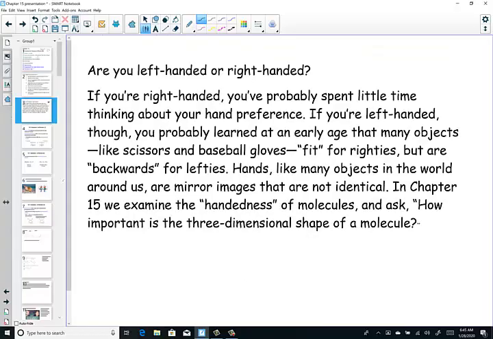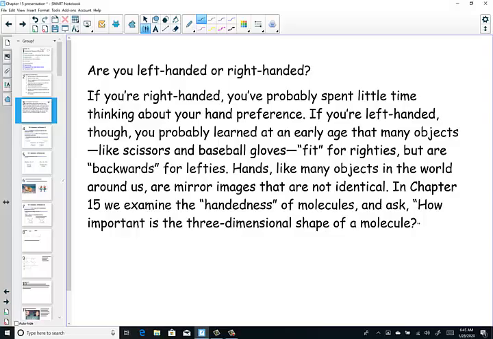With our stereochemistry, let's put it into a frame of something we can think about by looking at your hands. Are you left-handed or right-handed? If you're right-handed, you've probably spent little time thinking about your hand preference. If you're left-handed, you probably learned at an early age that many objects, such as scissors and baseball gloves, fit just for the righties in the world, but they're backwards for lefties. Hands, like many objects in the world around us, are mirror images that are not identical. That's what we explore in this chapter, the handedness of molecules.